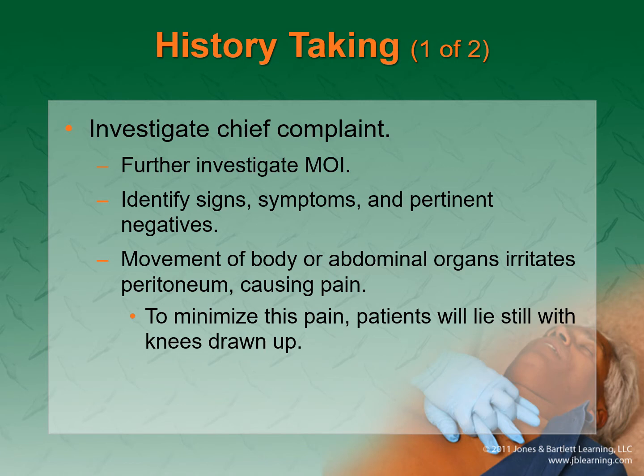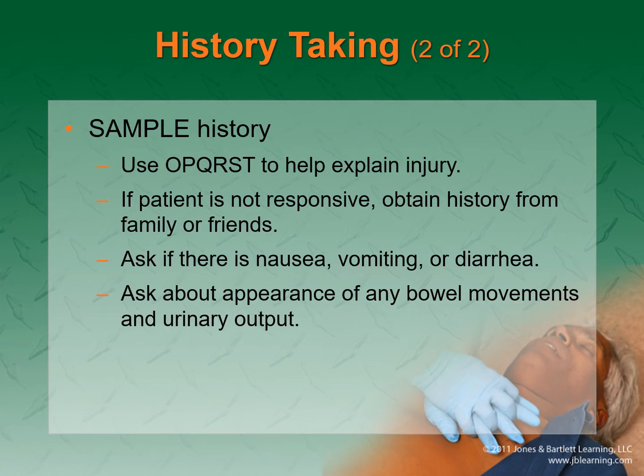Okay, so basically when these abdominal injuries happen, we really want to investigate the mechanism of injury and really find out what happened. Identify signs, symptoms, pertinent negatives. We're going to try to minimize patient movement, right? You try and lay them down as quick as possible, and you want to bring their knees up, because if your legs are out straight, there's actually a little bit of pressure on the abdominal wall. That's the last thing we need for an abdominal injury. So we just want to make sure we bring those up.